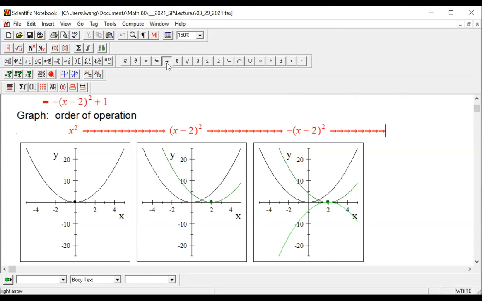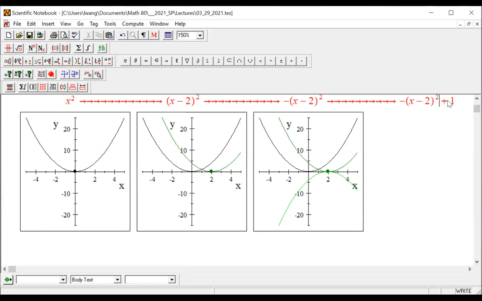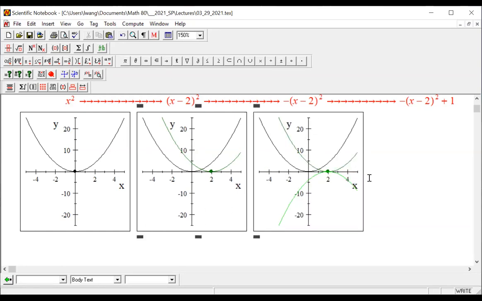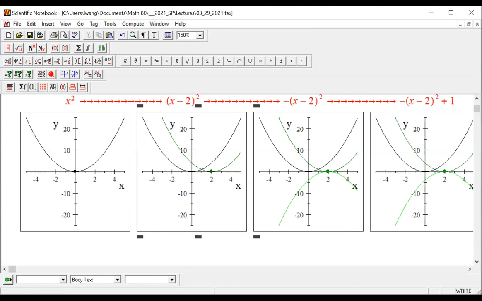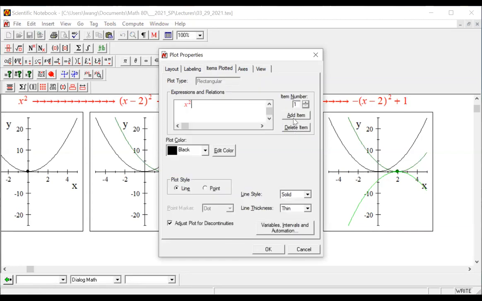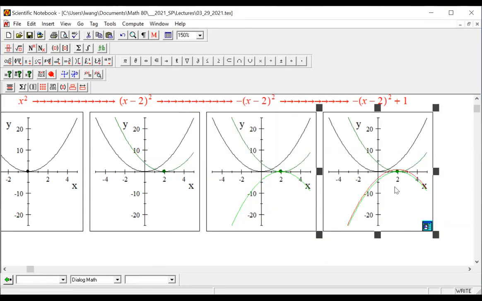And last but not least, the most important one, we finally get to the final picture here, which is shifted down by one unit. The entire picture, which we get from the lighter green, and finally, step by step, we get to the next picture. We're gonna make it red. Red curve, final curve, shifted up by one unit, okay?